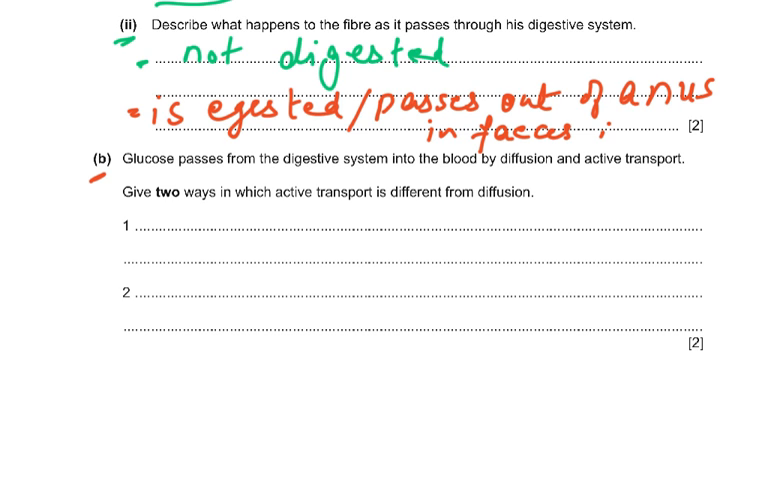Then coming to the B part of the question, glucose passes from the digestive system into the blood by diffusion and active transport. Give 2 ways in which active transport is different from diffusion. So active transport requires energy. Active transport moves molecules against the concentration gradient, and active transport requires carrier proteins. But any two of these, and you would get your 2 out of 2.